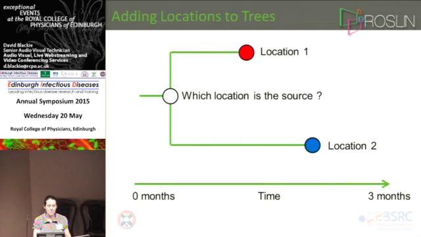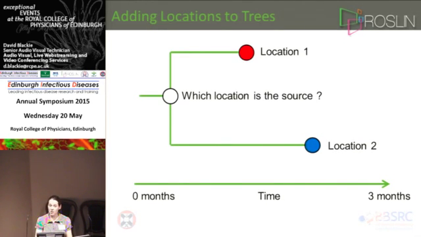Furthermore, we can add locations to the end of the tree. So the first sequence was taken in location 1 and the second in location 2. And then we can ask, well, which location is the source? Because we know already that the time to the most recent common ancestor is shorter to this sequence than it was to this sequence.